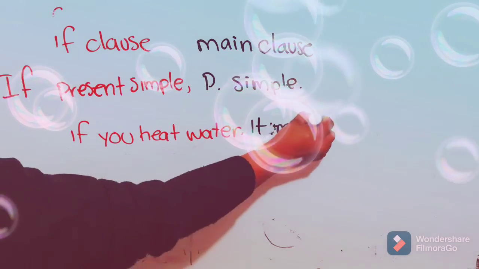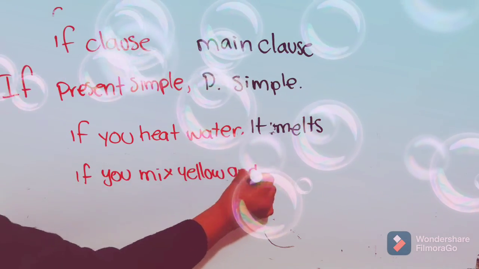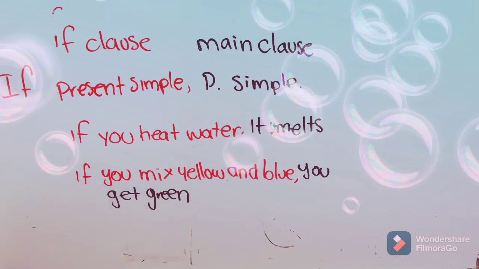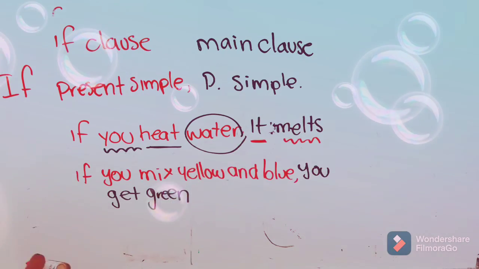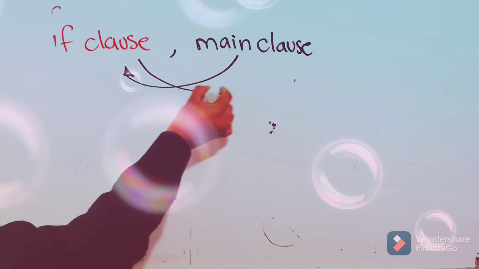This is an example. If you heat water, it melts. If you mix yellow and blue, you get green. It always happens the same way. And take a look at the structure. You have the subject, the verb, and the complement.